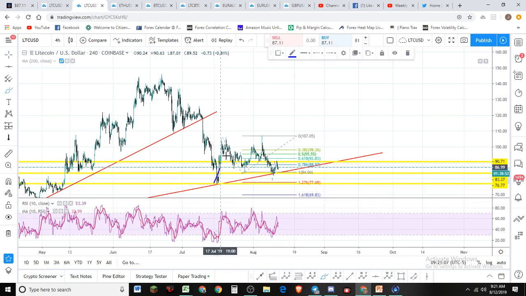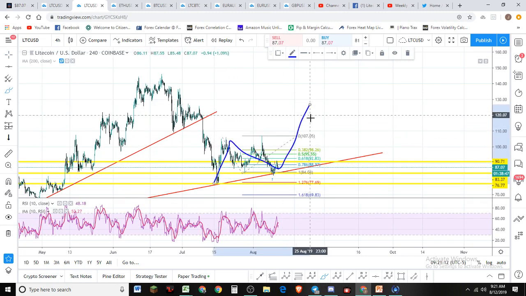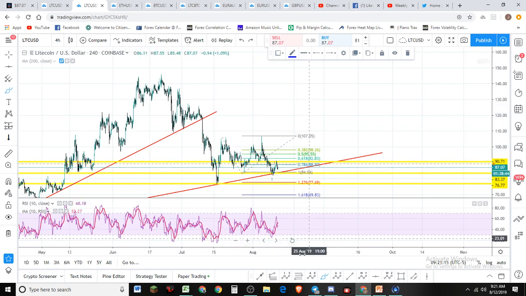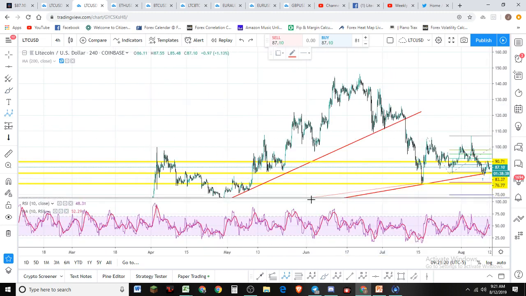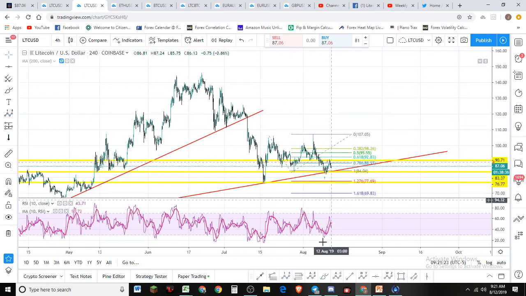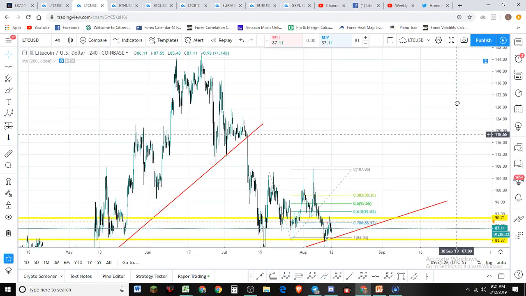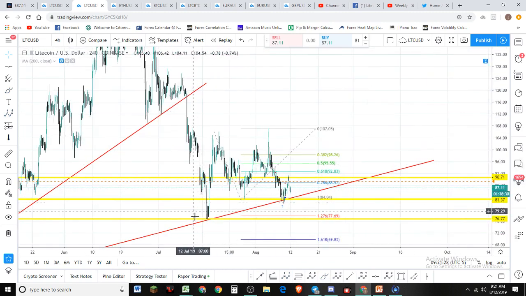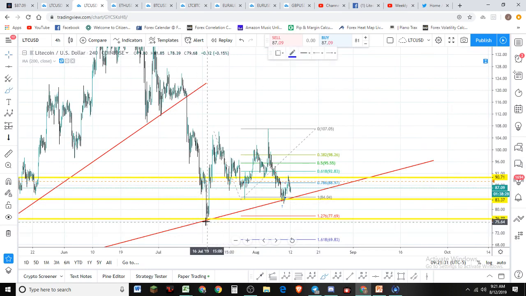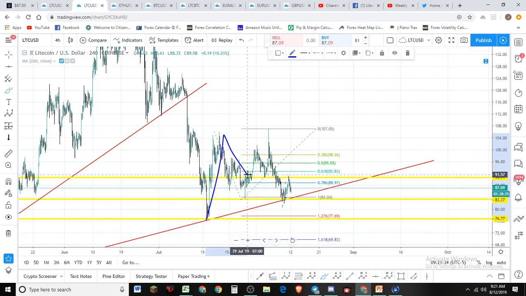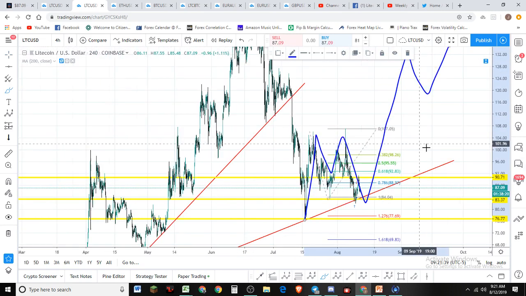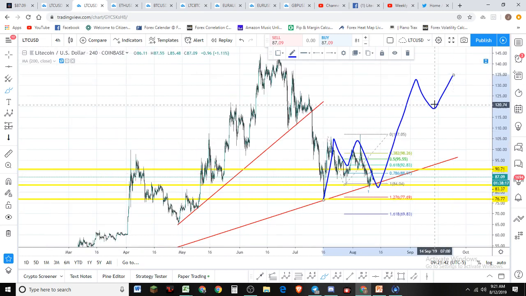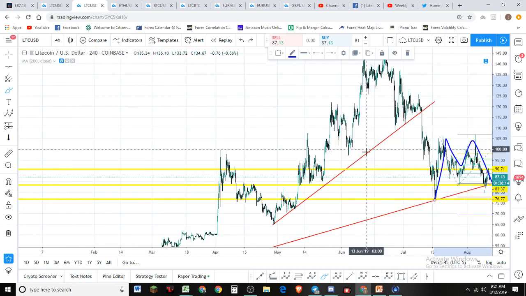If we double bottom, this would be A, B, could get a C. That's a potential. Could get 1, 2, 3, 4, 5. Could get 5 to the upside like that. It'd be higher than that, but you get the idea. Could get something like that.